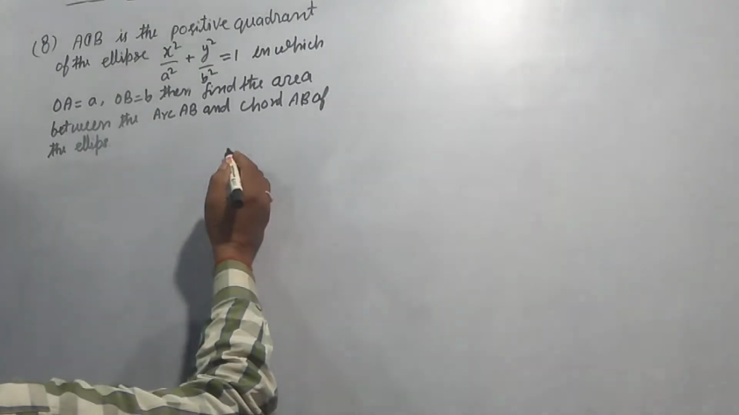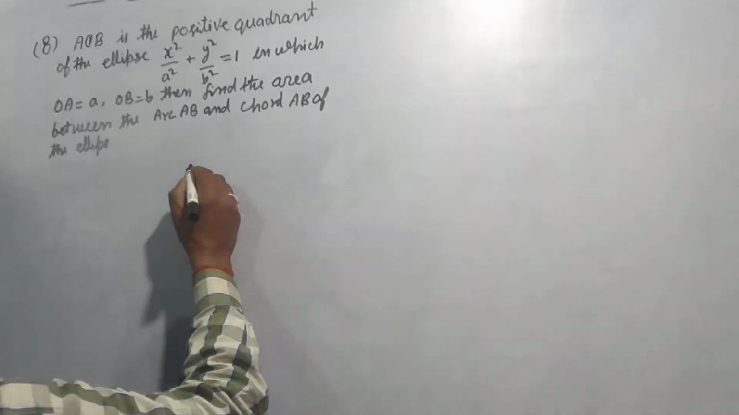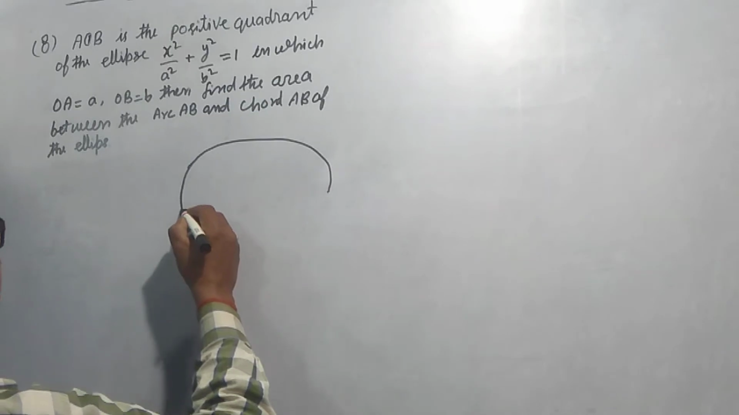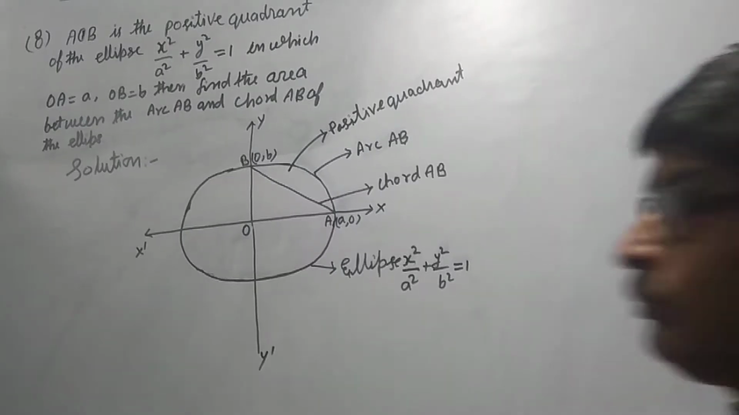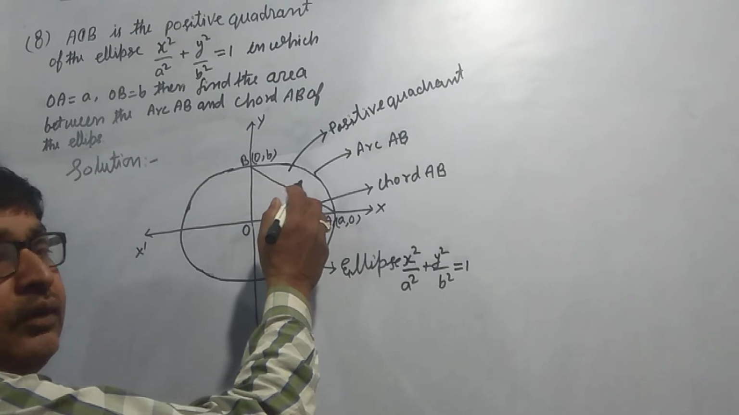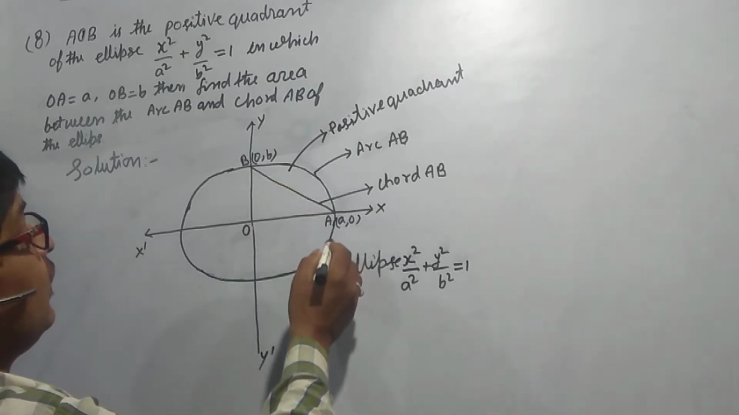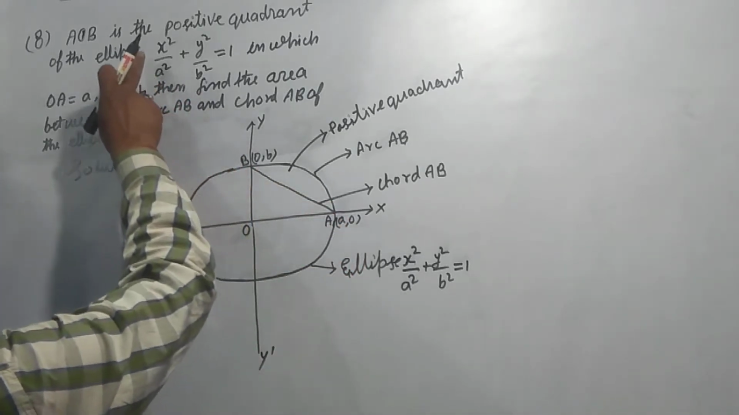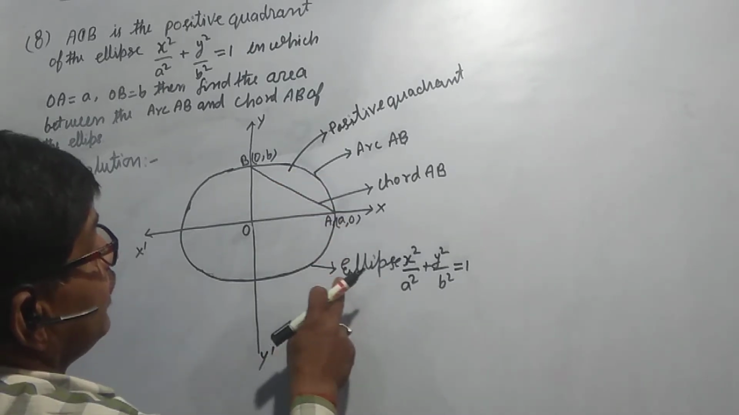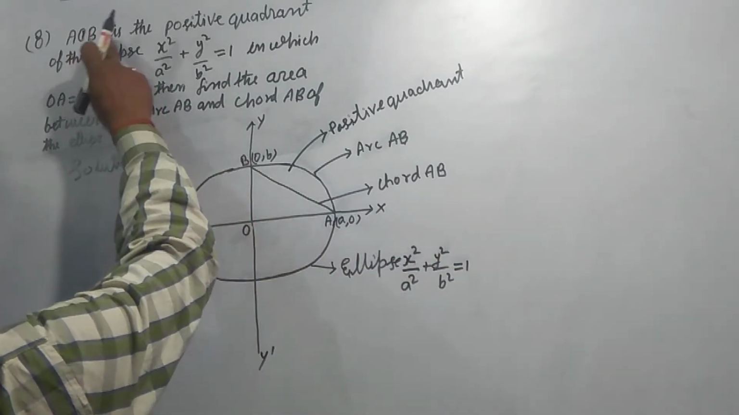Now the solution. We take the ellipse. This is the ellipse, and the standard equation of the ellipse is x square by a square plus y square by b square is equal to 1. Here AOB is the positive quadrant.